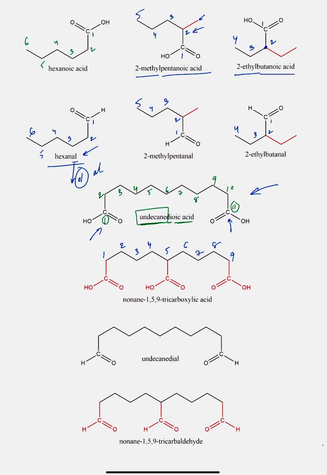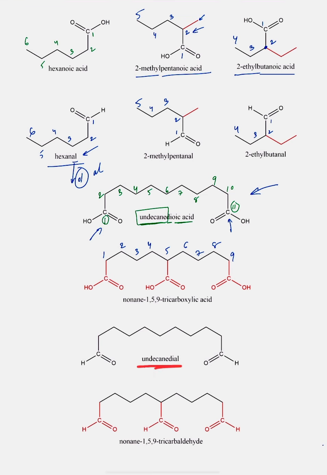Here in this case we have 9 carbons, right? So that's why the name is what? Nonane, and not undecane, it's nonane. After giving the numbers appropriately, on which carbons are the COOH groups attached? They are attached on carbon 1, carbon 5 and carbon 9. That's why the name is 1,5,9 tricarboxylic acid. That gives the name of this compound.